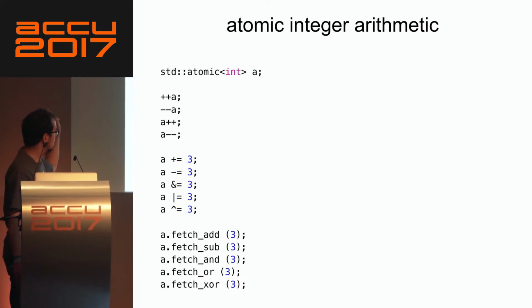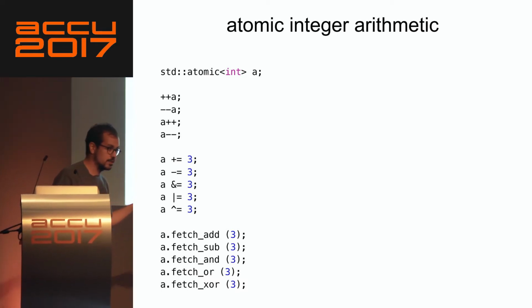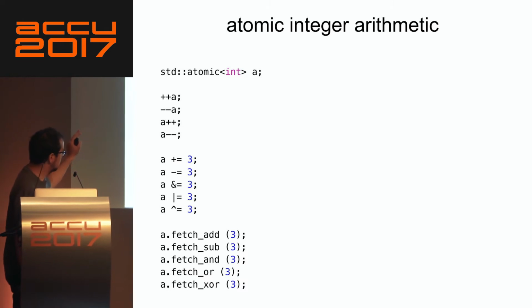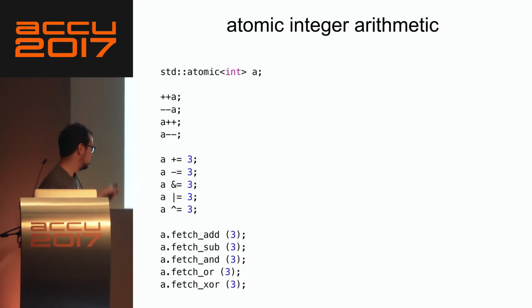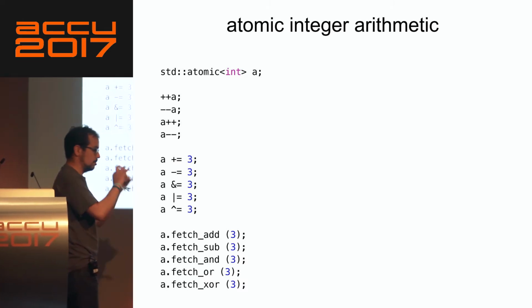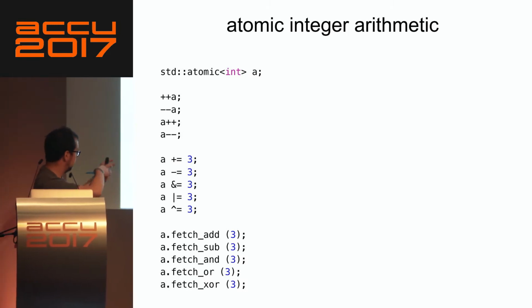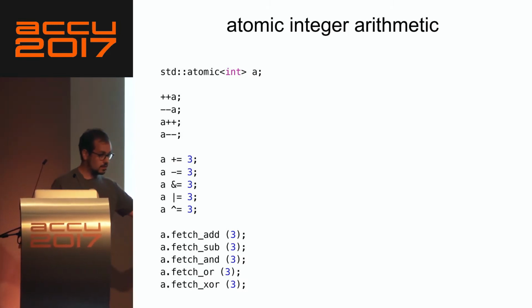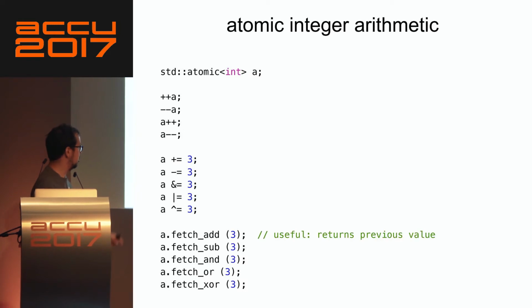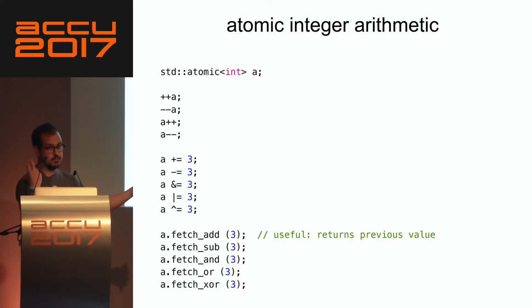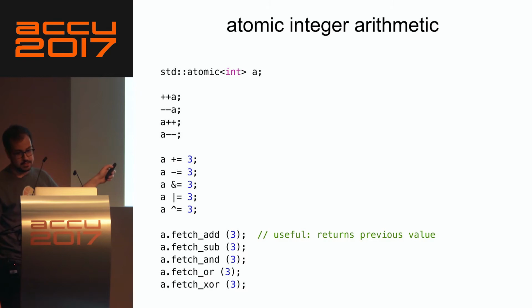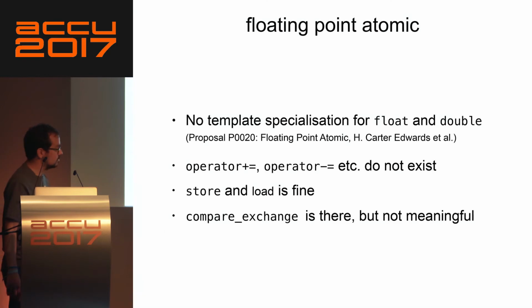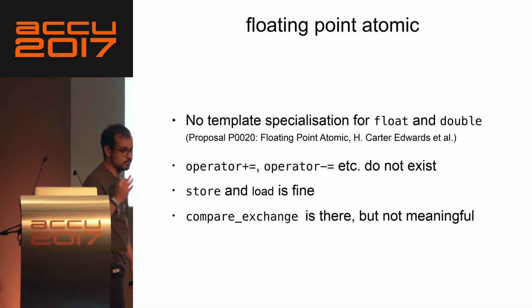And then it has these plus equals, minus equals operators, which are all atomic. And then it has these fetch add, fetch subtract ones, where you can add and subtract and or the current value. And the cool thing about them is it's going to also return the previous value. So again, it's useful if you're using that in lock-free algorithms. So that's only for integer and pointer specializations. So as I already said, there's no specializations for floats and doubles.